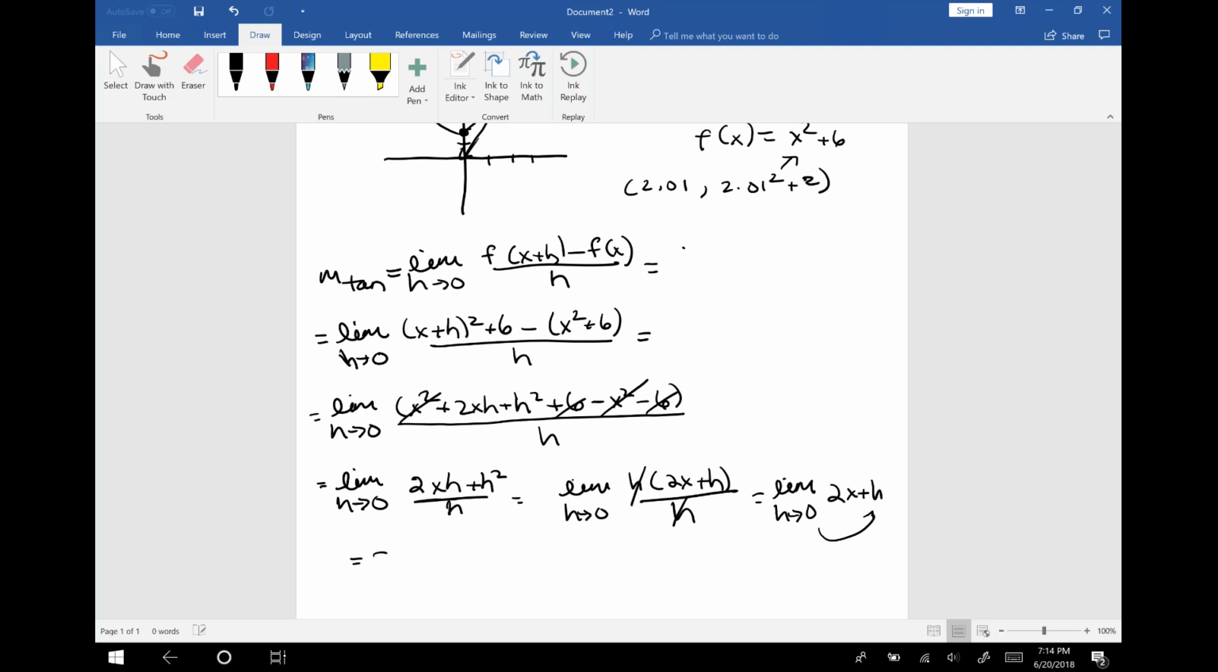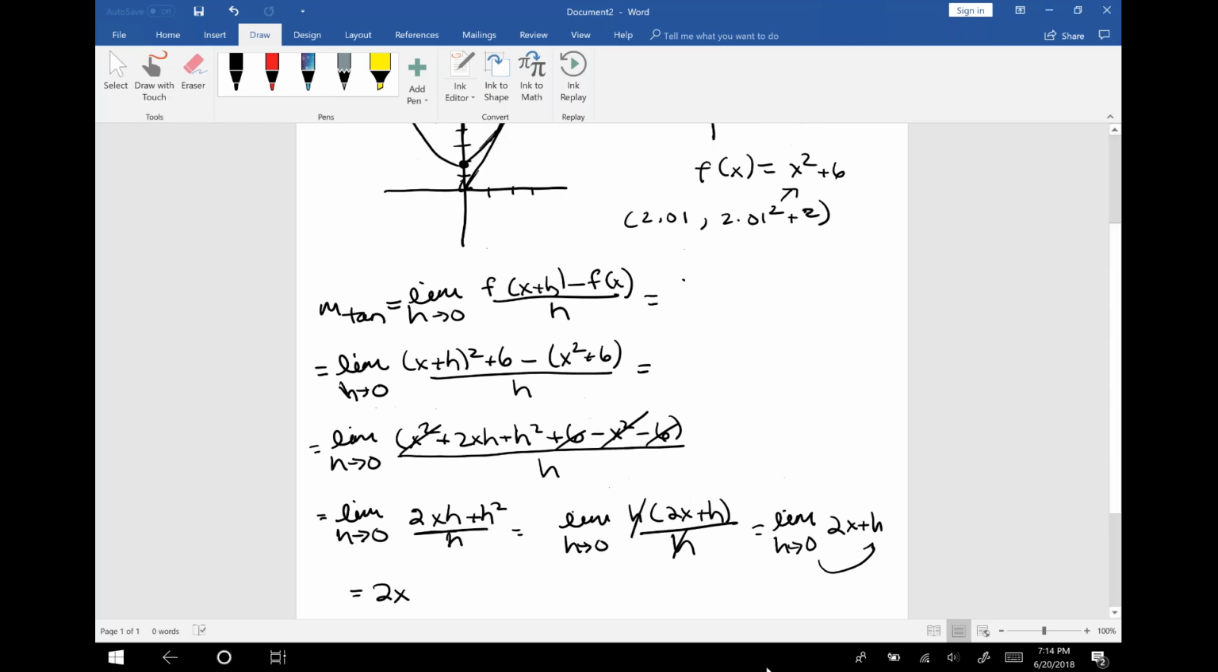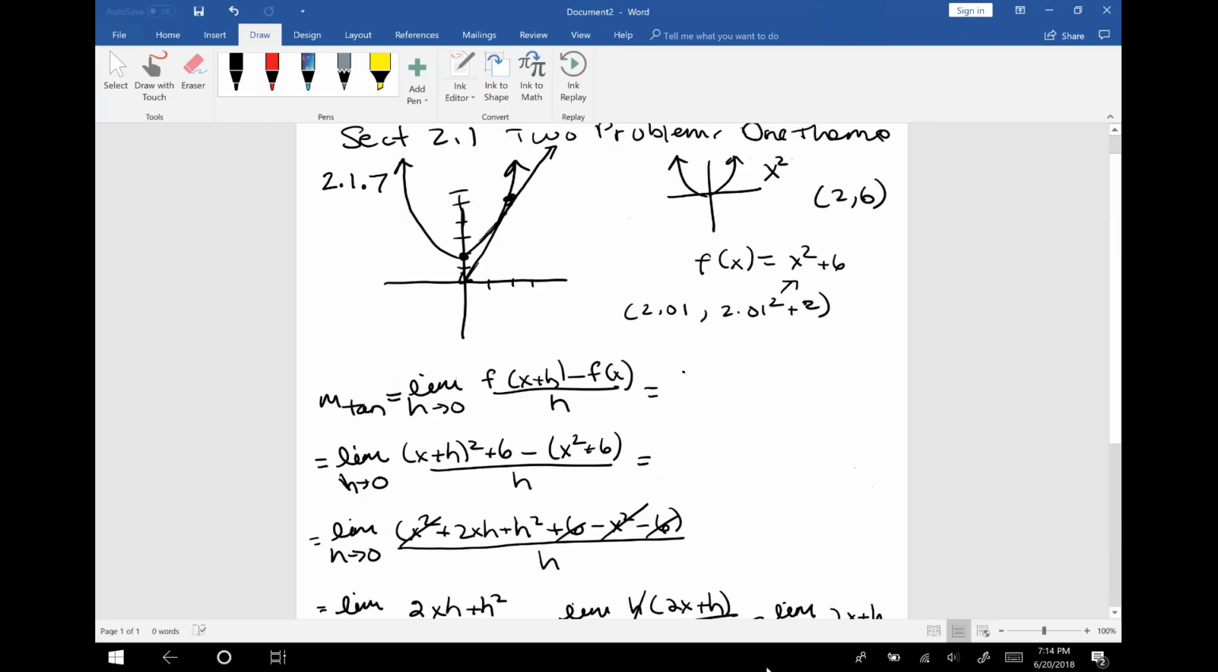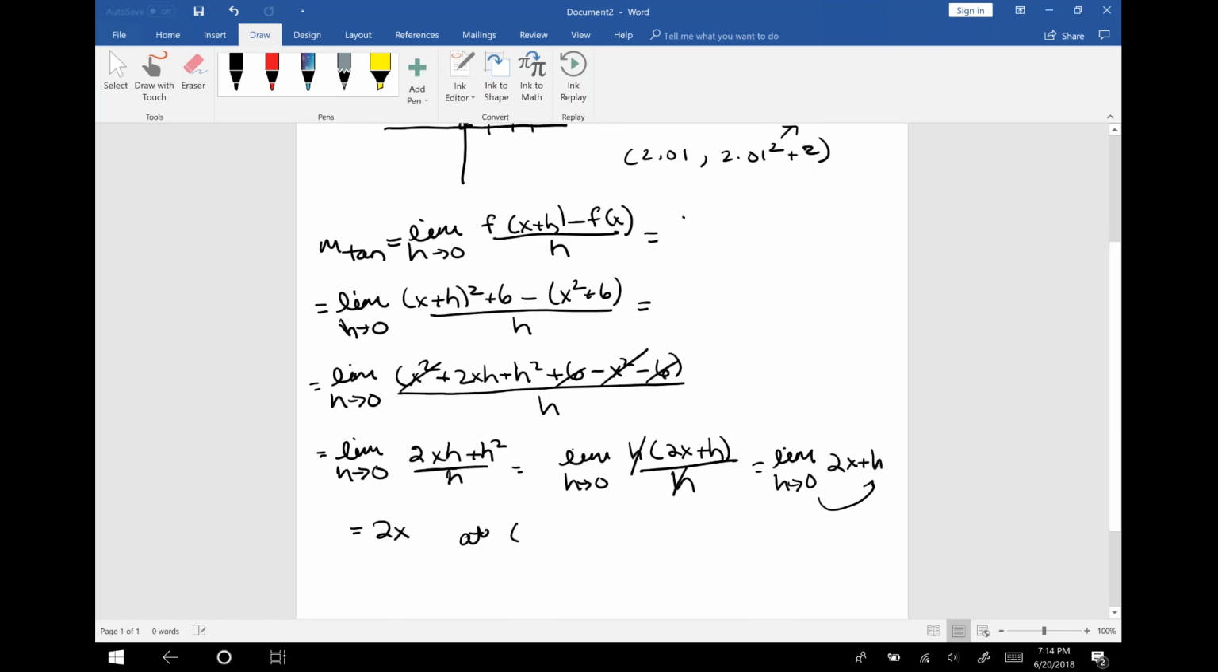And then this one's going to be equal to 2x. So we're saying that this is going to be the tangent line at that point, which I was drawing up above. But they're saying it's at the point (2, 6). So that means that x is equal to 2. So that means that our slope of the tangent line is going to be 2 times 2, which is going to be 4. Right, so that's how you get the slope of the tangent line.